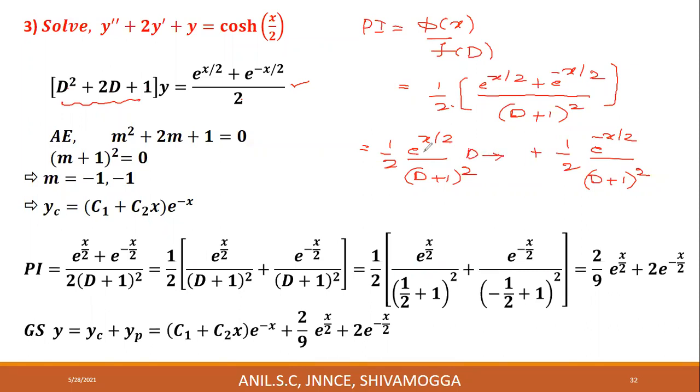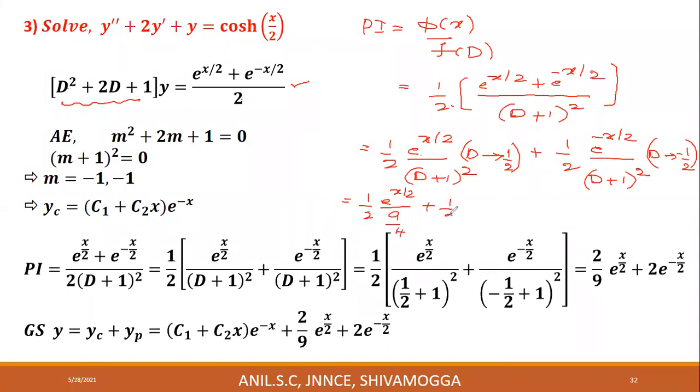What is the approach here? Replace D by a. Here, coefficient of x is 1 by 2. Replace D by 1 by 2. Here also, replace D by the coefficient of x, that is minus 1 by 2. Therefore, this is equal to half into e power x by 2 divided by, replacing D by 1 by 2, 1 by 2 plus 1 is 3 by 2, and 3 by 2 whole square is 9 by 4.